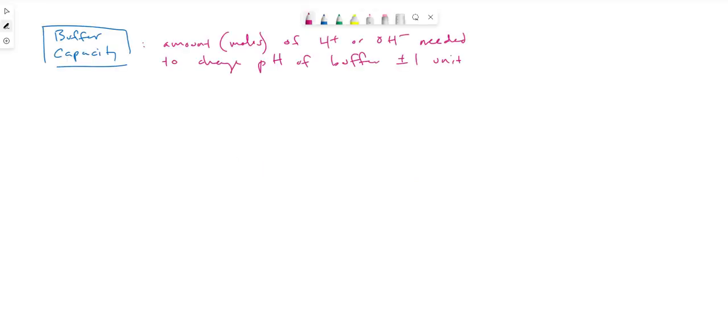So buffer capacity is a fundamentally important parameter for buffers. It's really how much acid or base you can add to a buffer and it still behaves as a buffer. In other words, how much can you add and it still resists a change in pH. The specific definition of buffer capacity is the amount, in moles, of a strong acid or strong base, H plus or OH minus, needed to change the pH of that buffer solution by 1 unit, plus or minus.